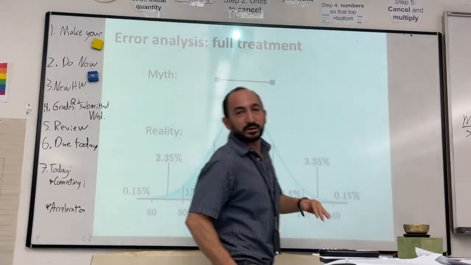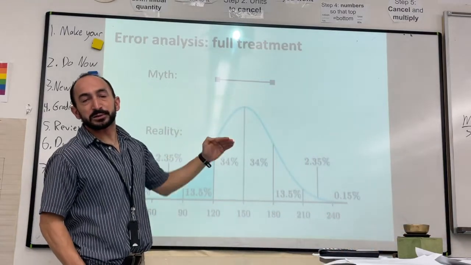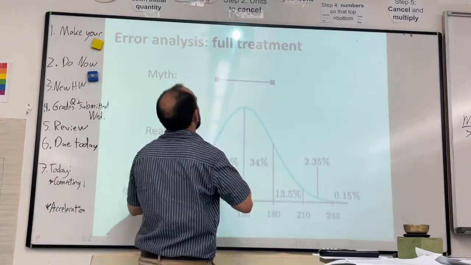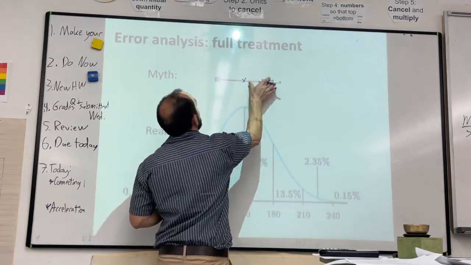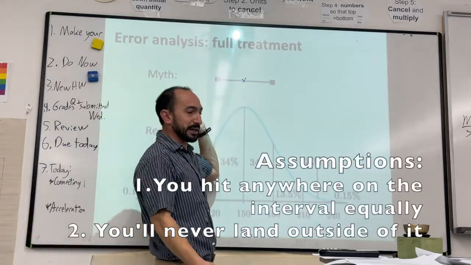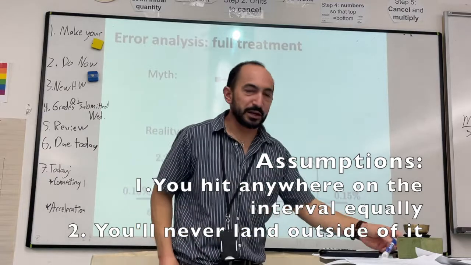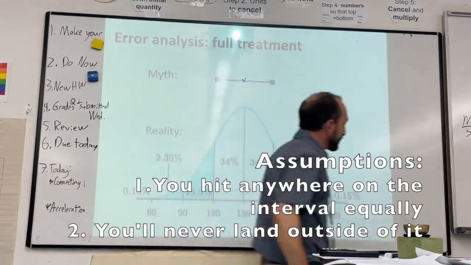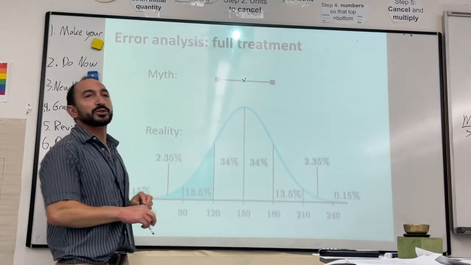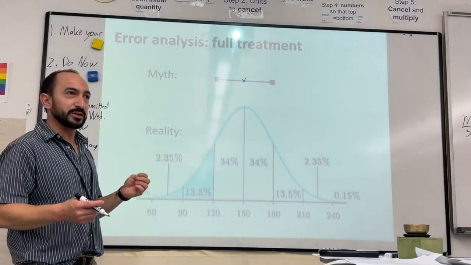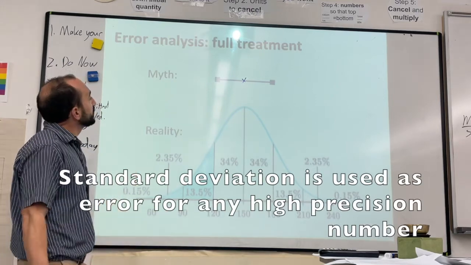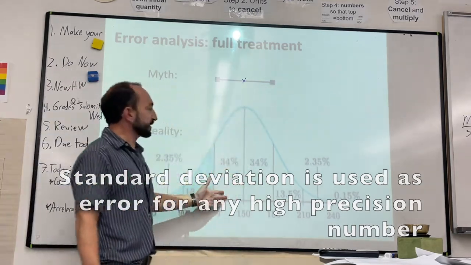This idea of the measurement as number plus or minus uncertainty plays around with the idea that there's an average, and then plus or minus some distance from the average, and you're going to hit anywhere on that line with equal probability, and you're never going to hit outside of that line. Well, keep in mind that if you have done statistics, then what you use for uncertainty on any measurement that has high precision is the standard deviation. So really, you're not getting this picture, you're getting this picture.